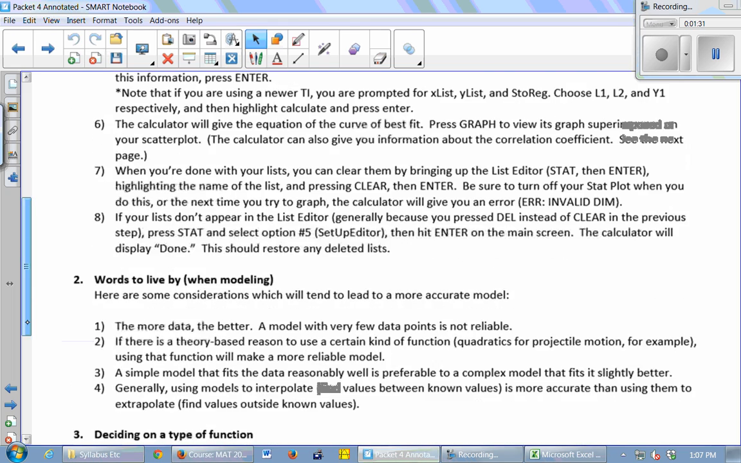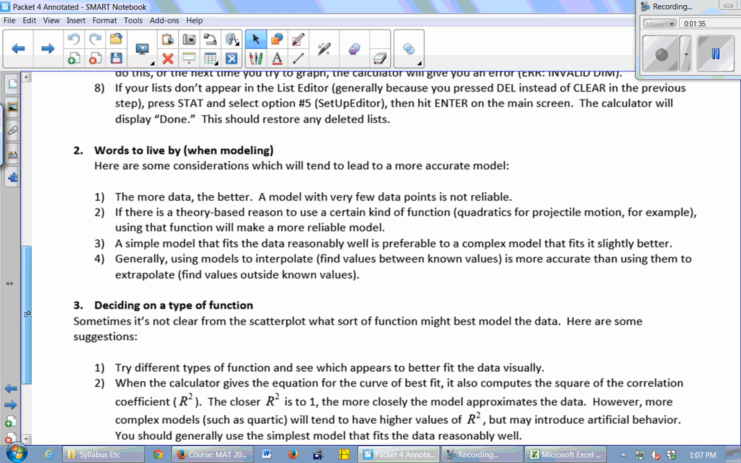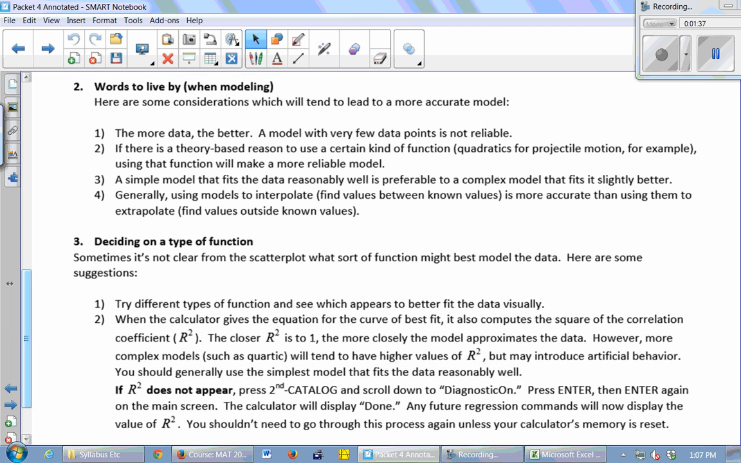All right, so that's the procedure for how you do it. If you can't remember, you can refer to that later. I'll show you one example also before I let you start. Some words to live by when you're creating a mathematical model.